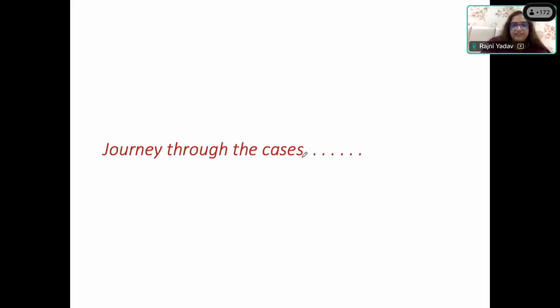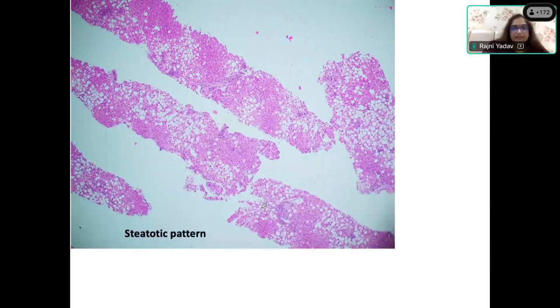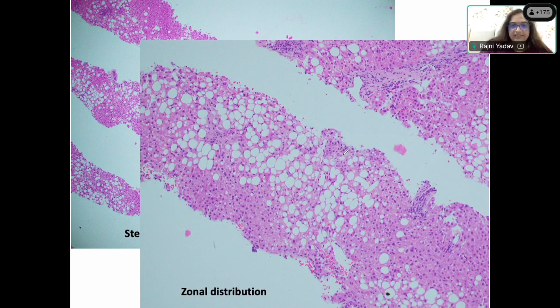After finishing the normal, let's go through the cases of the steatotic pattern. So that's the first case. Here we can see there are multiple liver biopsy tissue cores, and this is the 4x. At this part, we predominantly have a steatotic pattern. These are a lot of vacuoles which are covering actually the majority of this biopsy. Once you see this predominant steatotic pattern, the next thing you do is try to identify the amount and whether there is a zonal distribution.